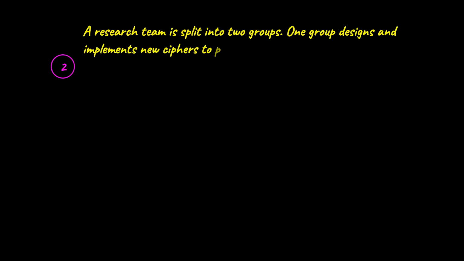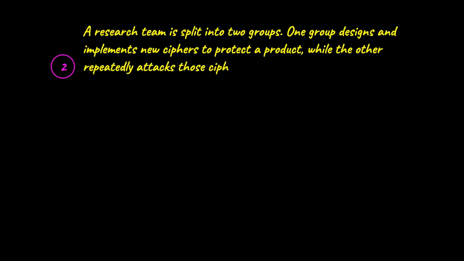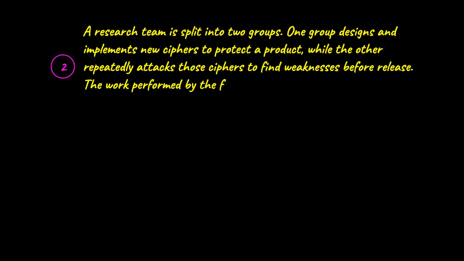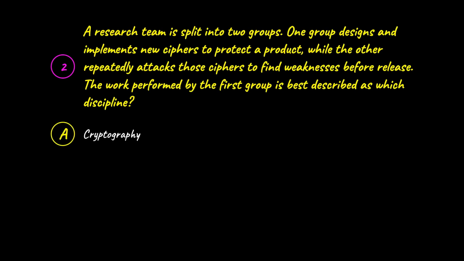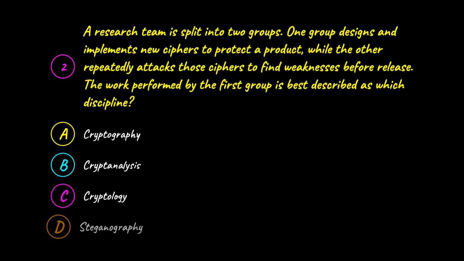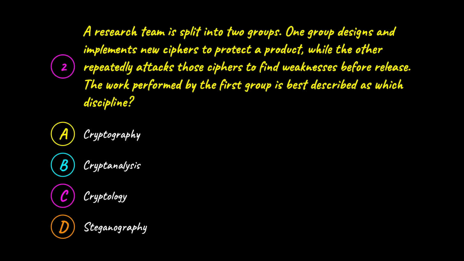Question 2. A research team is split into two groups. One group designs and implements new ciphers to protect a product, while the other repeatedly attacks those ciphers to find weaknesses before release. The work performed by the first group is best described as which discipline? Your options are A. Cryptography, B. Cryptanalysis, C. Cryptology, D. Steganography. Take a second. Which answer would you pick?